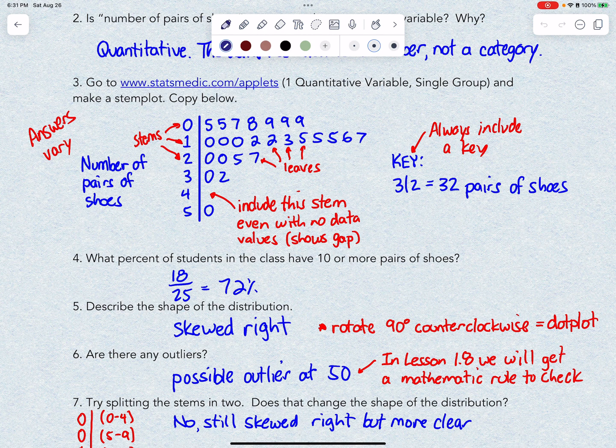Are there any outliers? Well, we haven't learned a lesson yet as far as the mathematical rule to check it. However, we do look at 50 and it looks like it's kind of way out there, so it's probably an outlier.